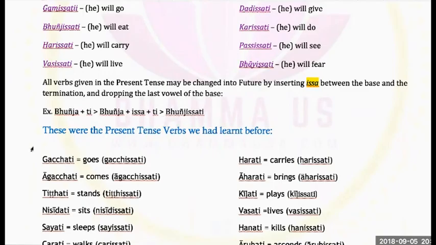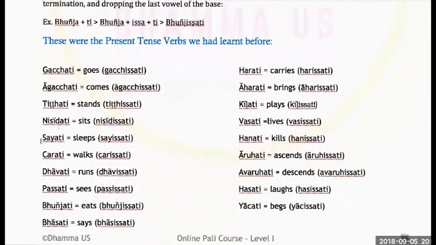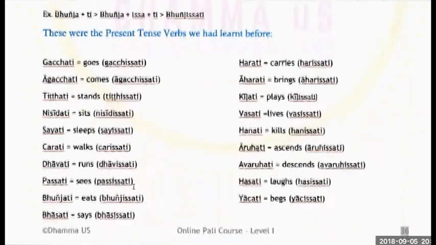These are the verbs that we learned in the present tense last time, so I just retrieved them for you. Gacchati means goes, agacchati comes, titthati stands. So how do we make the future tense? Gacchati becomes gacchissati. Agacchati, agacchissati. Titthati, titthissati. Nisidati, nisidissati. Sayati, sayissati. Carati, carissati. Dhavati, dhavissati. Passati, passissati.